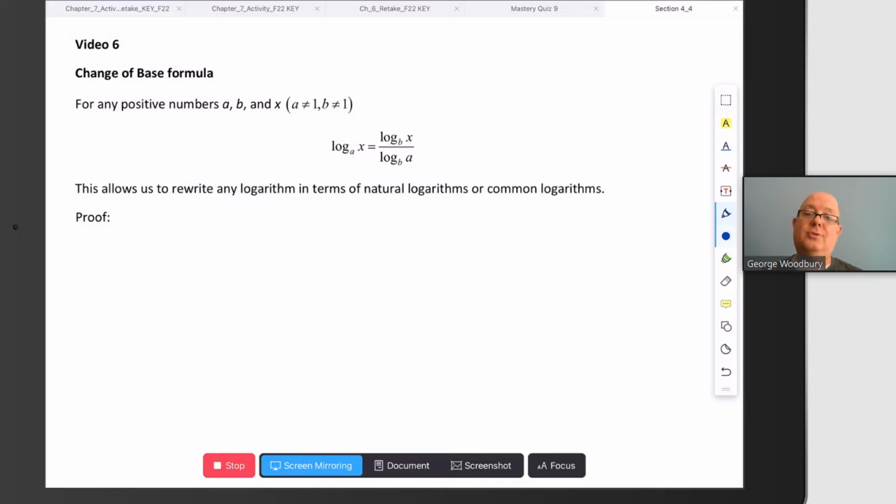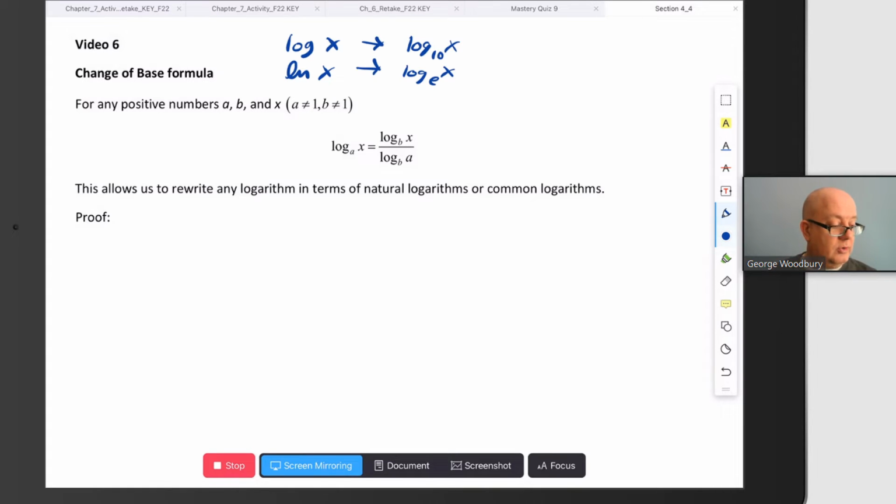Where this is really important is that your calculator only comes with two logarithms built in. We have log x, which is the common logarithm whose base is 10, and we have the natural logarithm of x, which is the logarithm whose base is e. Now, if we need to calculate a logarithm that's not one of those two, we're kind of stuck. However, the change of base formula can be used to convert any logarithm with any base into one of those two logarithms.